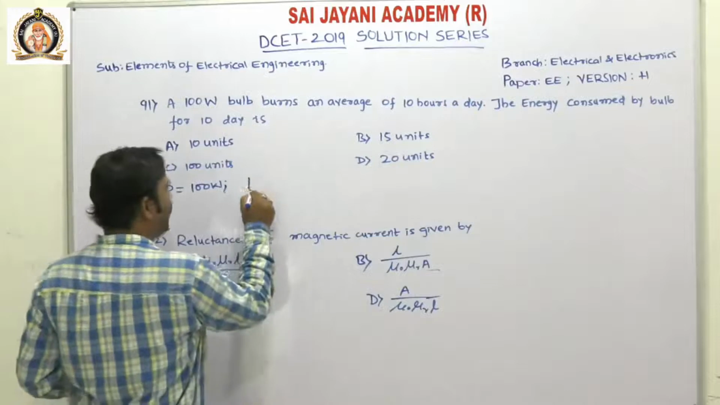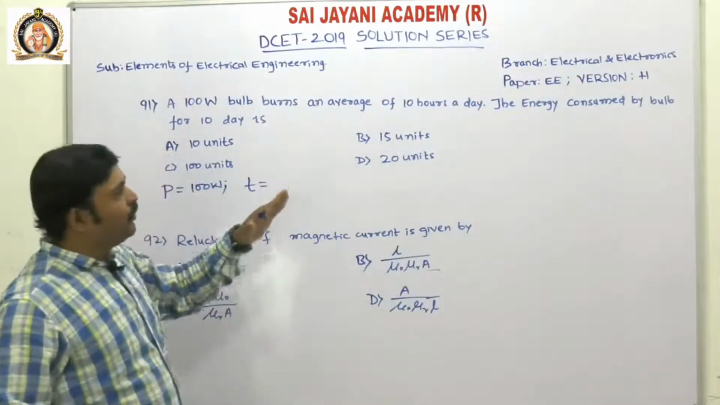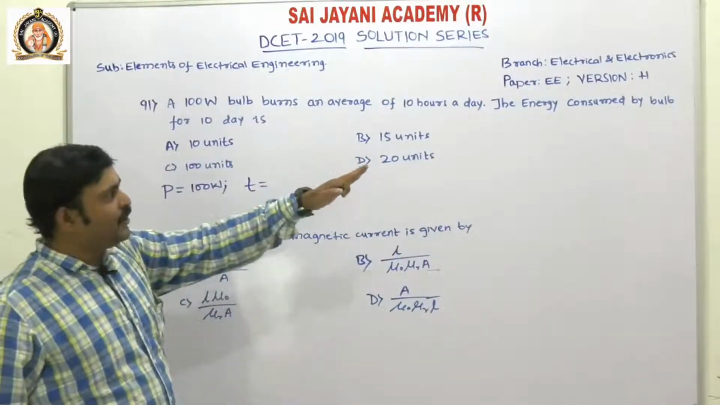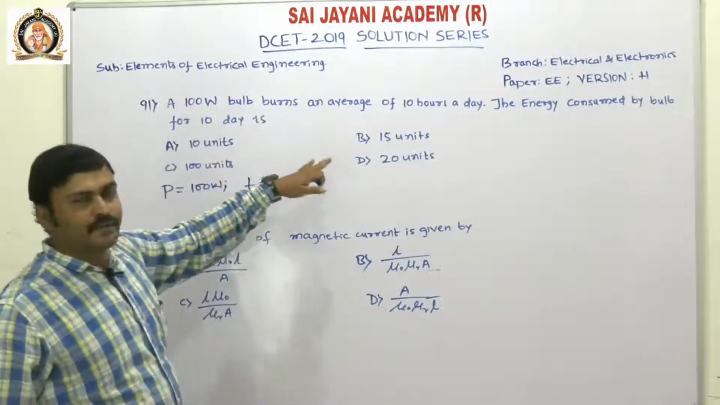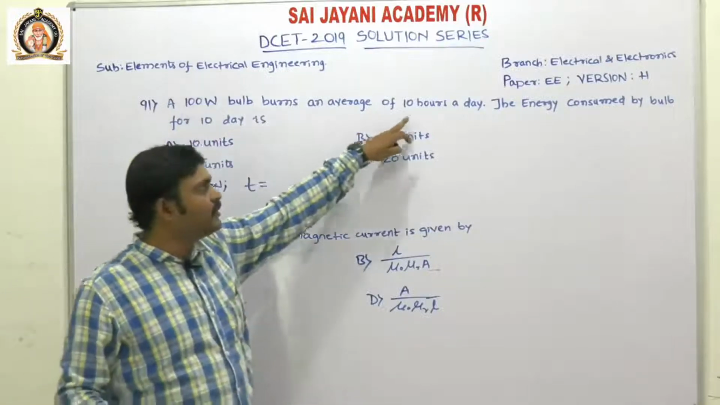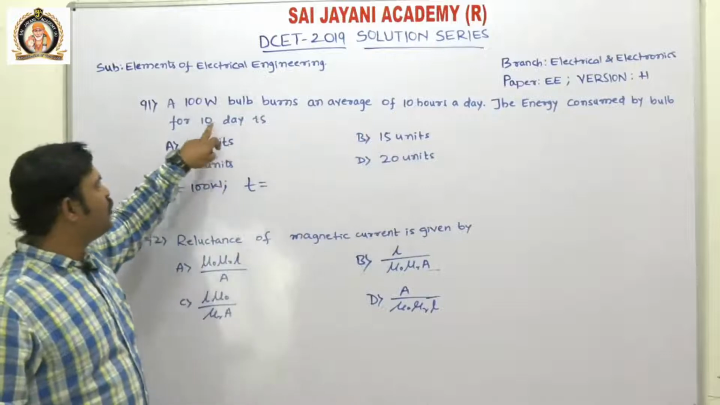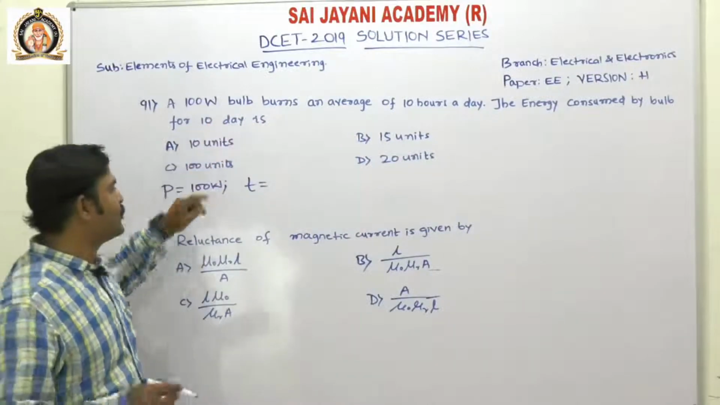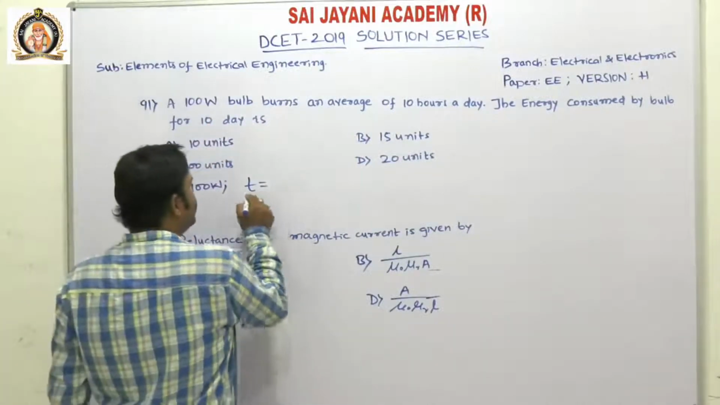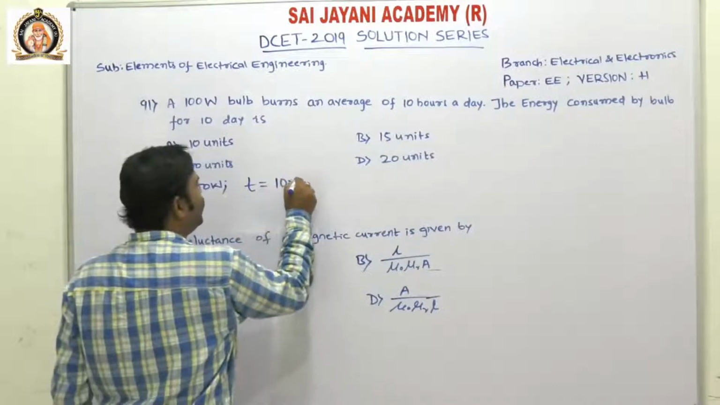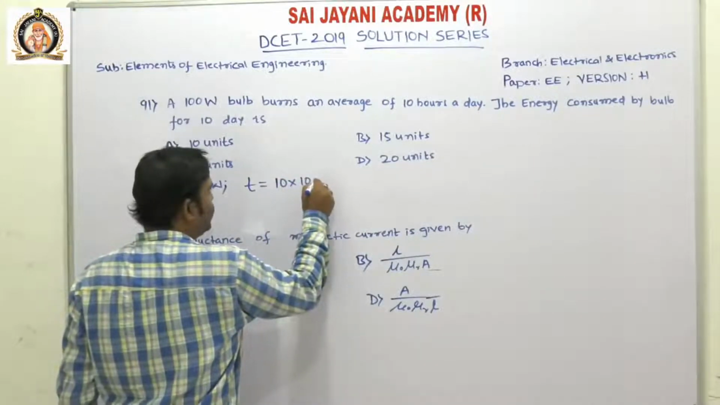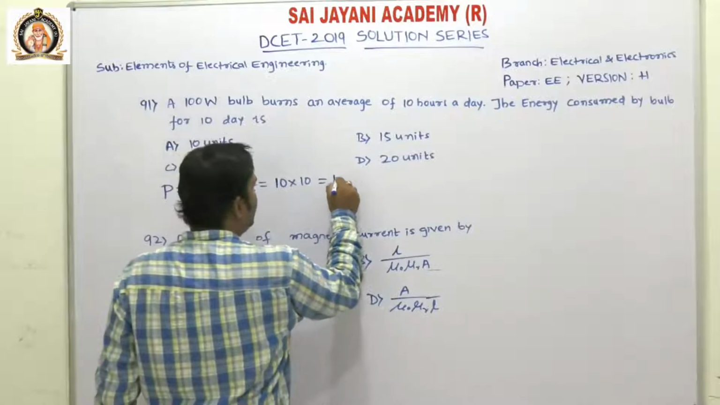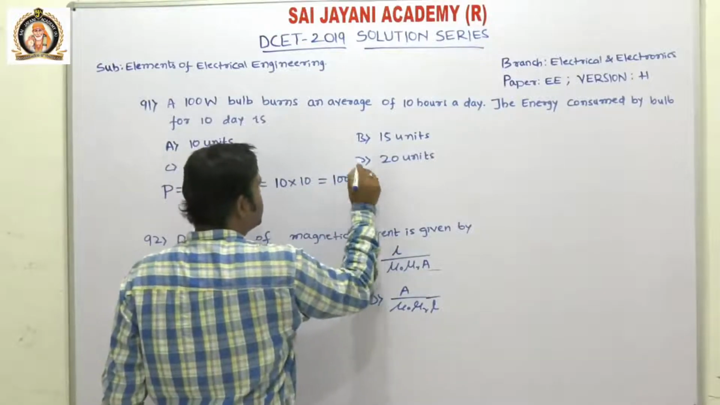Right? Burns an average of 10 hours a day. Okay? So time equals to the energy consumed by the bulb for 10 days. Okay, for 1 day it will burn 10 hours. Energy consumed in 10 days he has asked. So what is the total time now? So time equals 10 days into 10 hours, right? It will be equal to 100 hours.